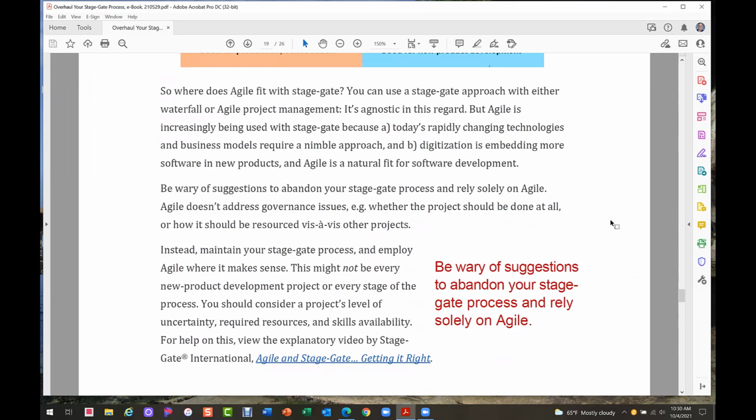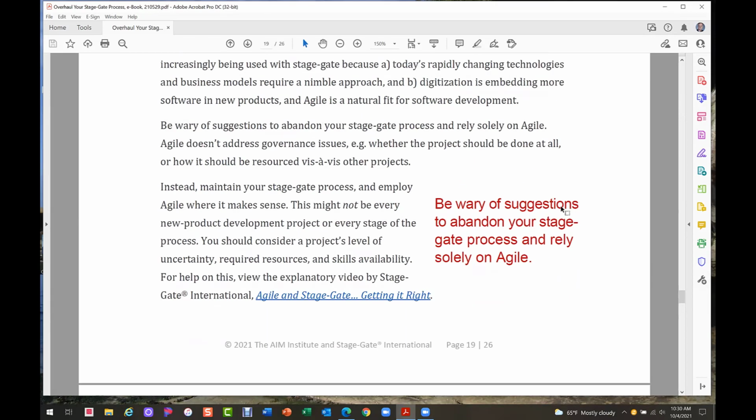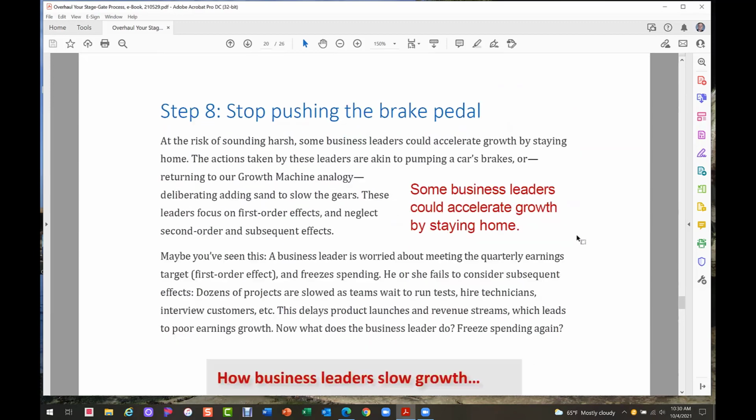I will say this, if you have questions about this and you want an introduction to Colin or others at StageGate, we have really enjoyed working with them. These guys are brilliant. Let us know. We'd be glad to put you in touch with them.